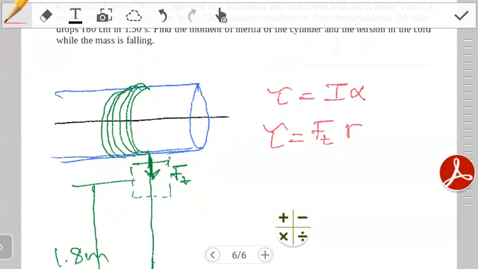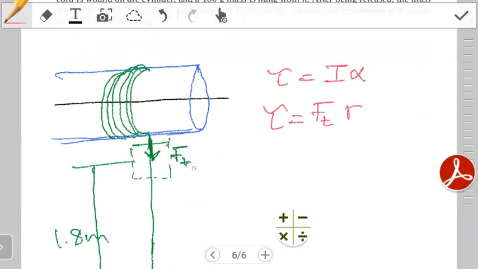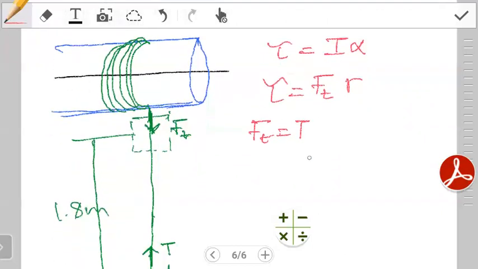So again, we did point out that this force, which is a tangent to the cylinder, is actually the tension in the chord in this case. So since Ft is equal to T, we can say torque is equal to the tension times the radius. Now I have to say this is not always the case, so you just have to keep that in mind.